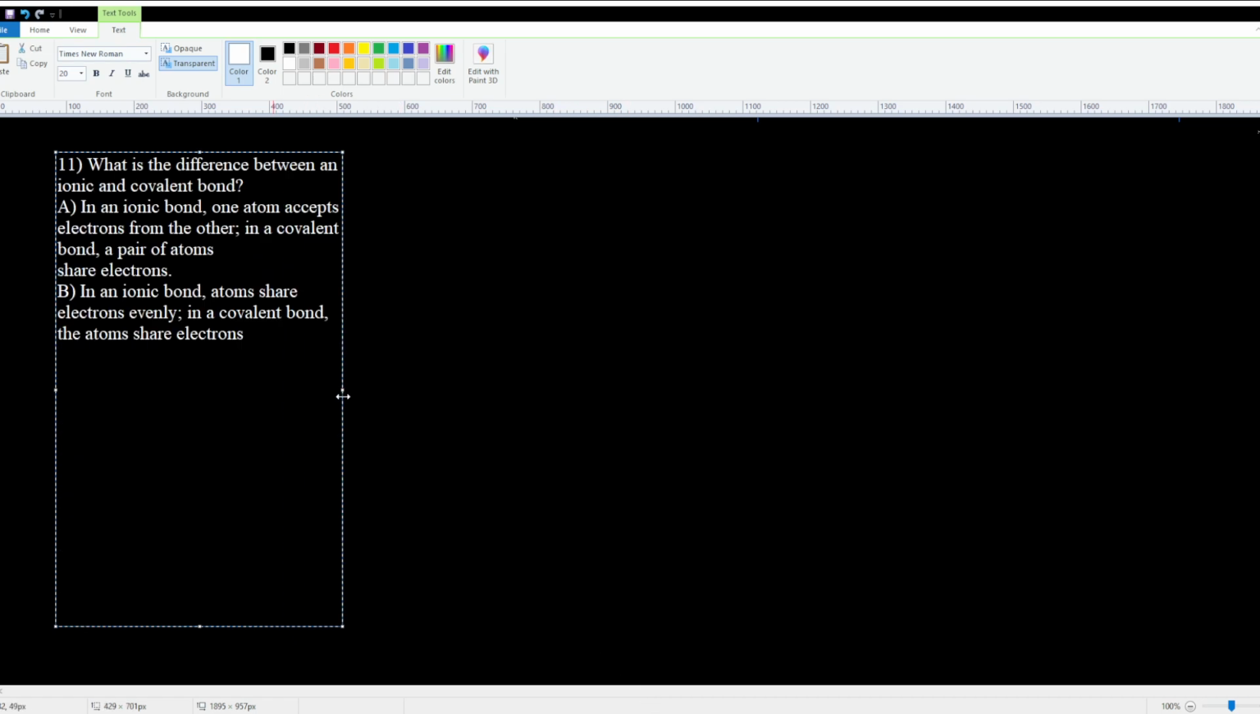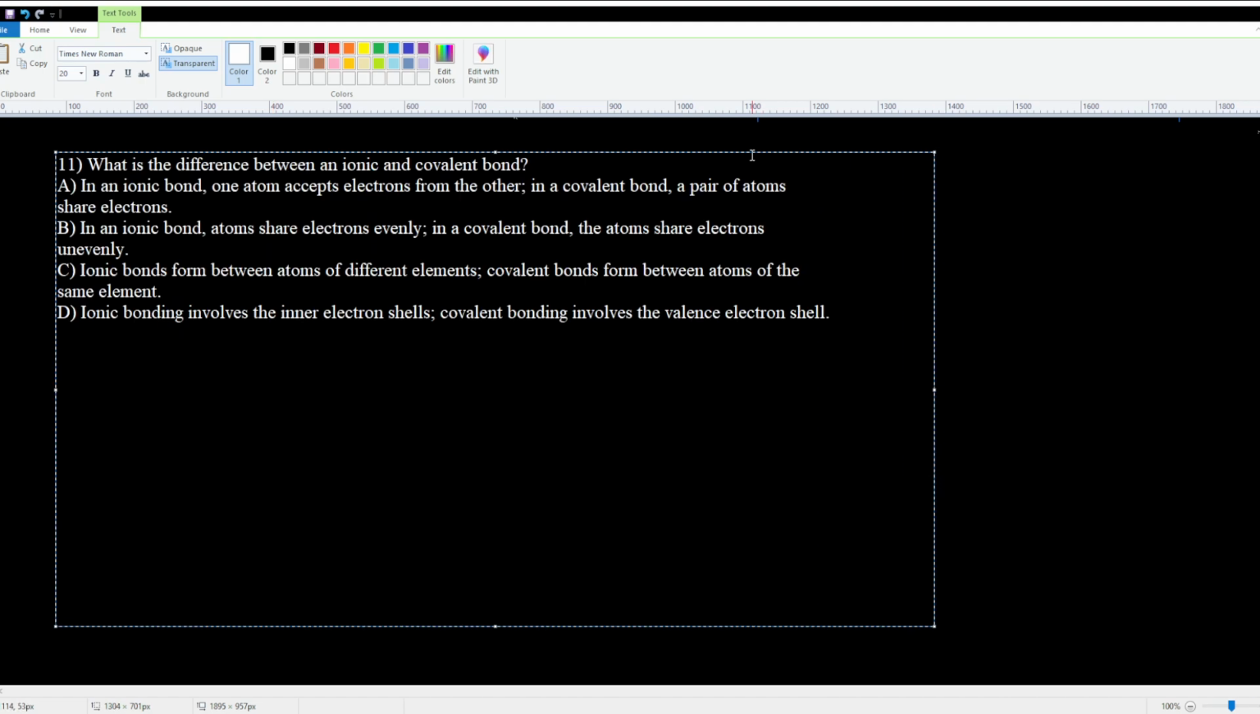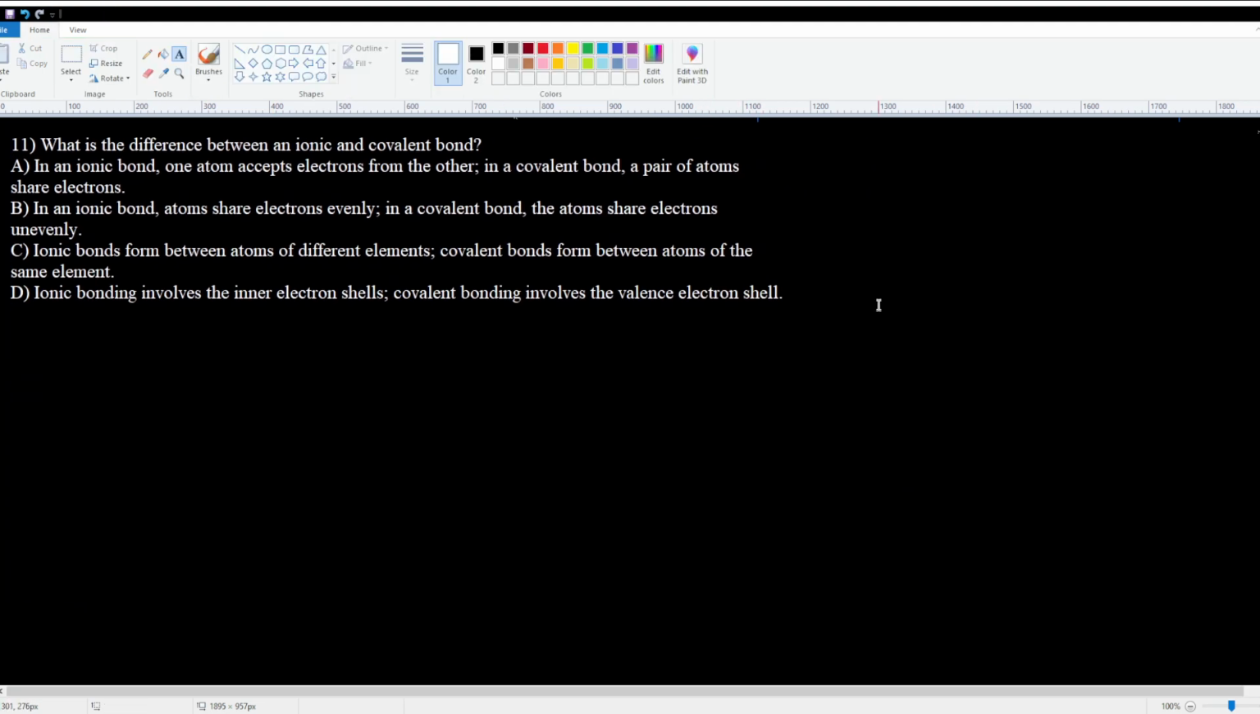Okay, so this question is asking, what is the difference between an ionic bond and a covalent bond? So we kind of already went over this, but we can go over it again. In an ionic bond, one atom accepts electrons from the other. In a covalent bond, the pair of atoms share electrons. In an ionic bond, the atoms share electrons evenly. In a covalent bond, the atoms share electrons unevenly. Ionic bonds form between atoms of different elements. Covalent bonds form between atoms of the same element, and then ionic bonds involve the inner shells versus covalent bonds, which involve the valence electron shell. So immediately we could get rid of D.